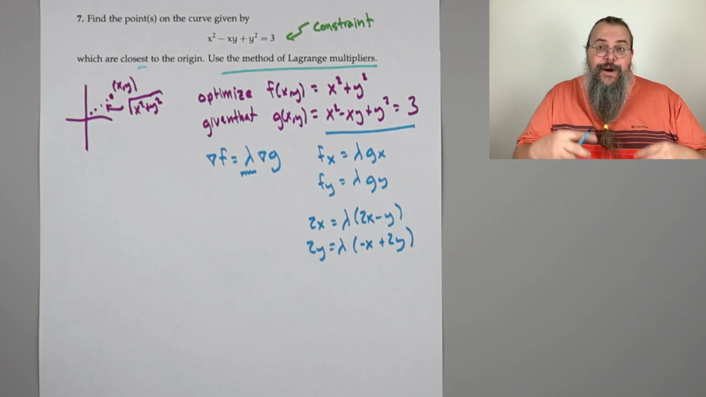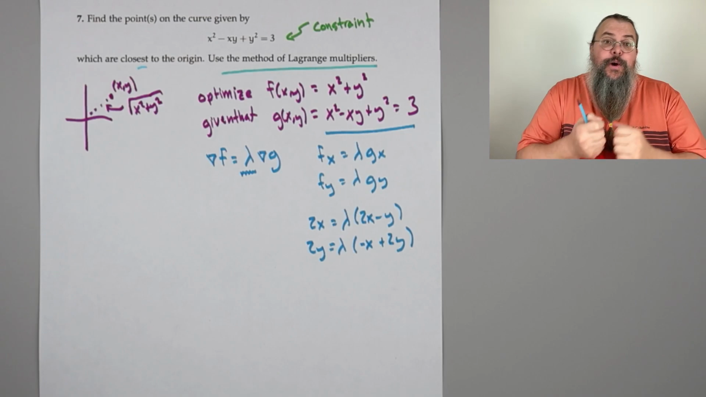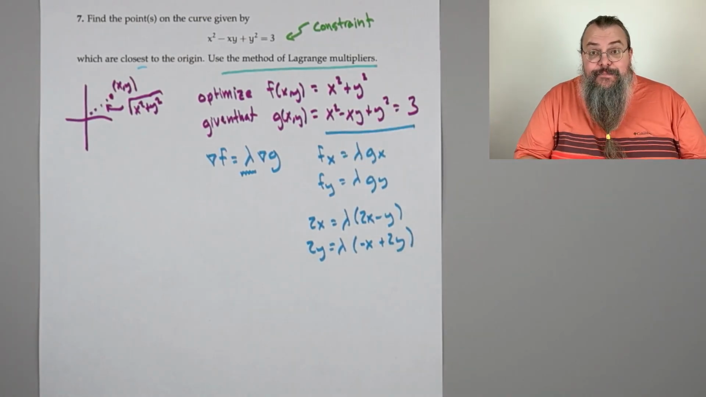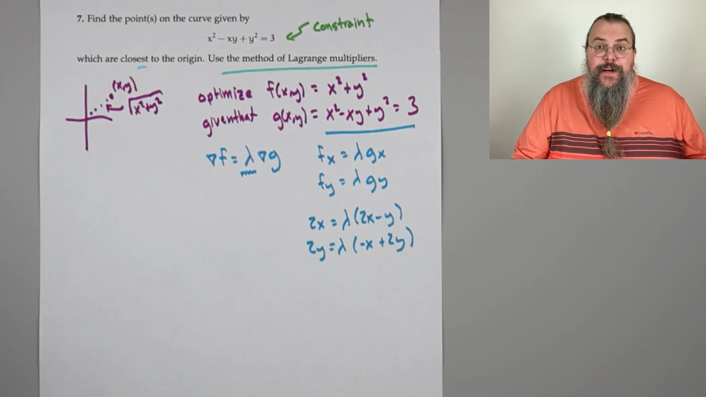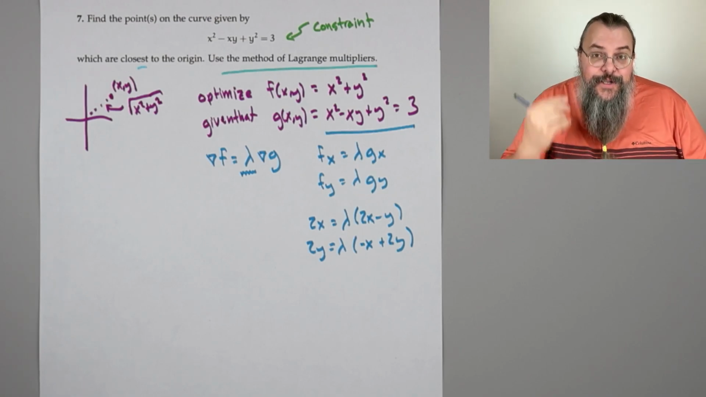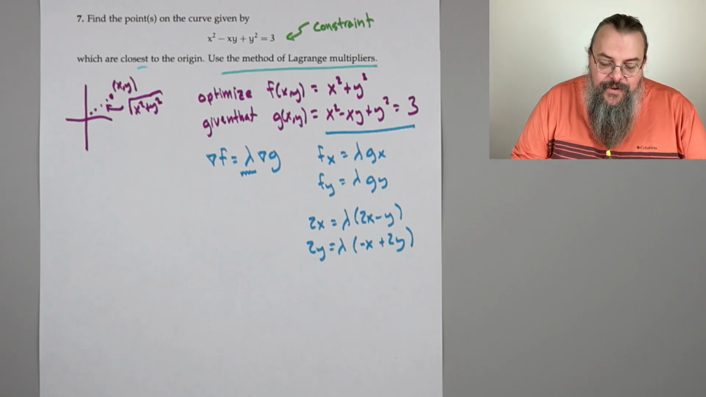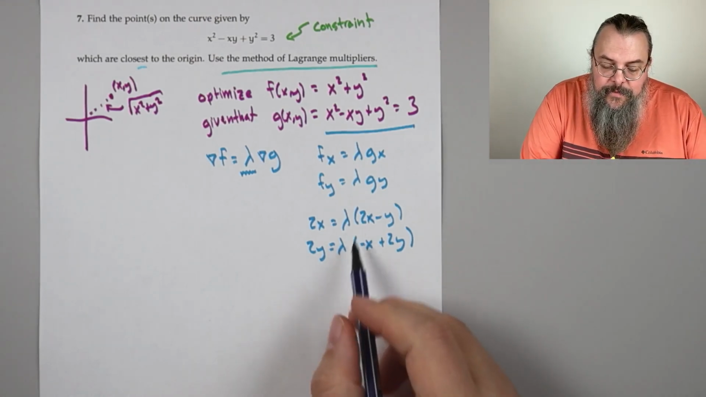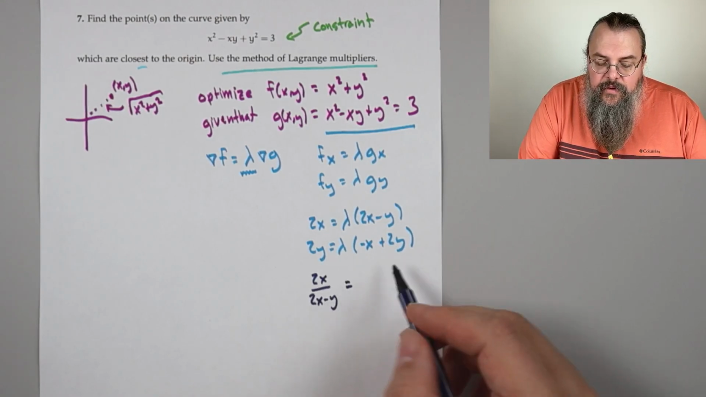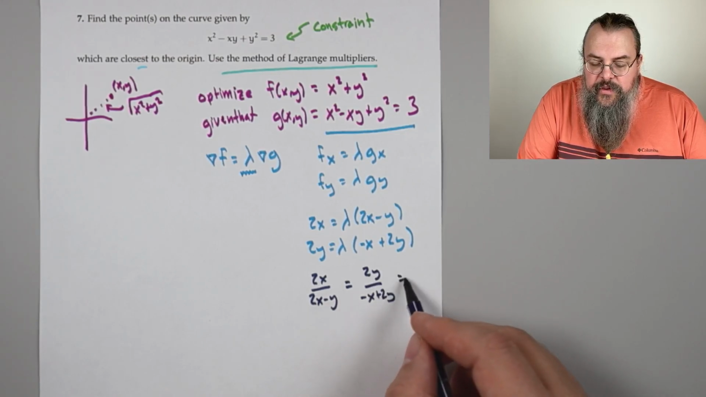Now, we don't really care about lambda. That's not important to us. We care about relationships between x and y, because that'll help us solve for x and y. So our goal is to get rid of lambda. This comes into a strategy which I think is very useful. It's called solve for lambda. So solving for lambda, we get 2x over 2x minus y is equal to 2y over minus x plus 2y. And both of these are lambda.